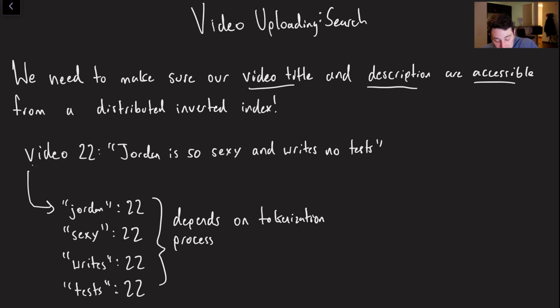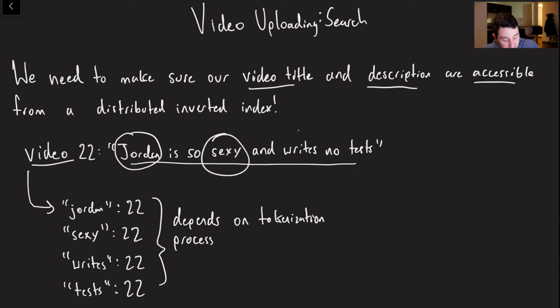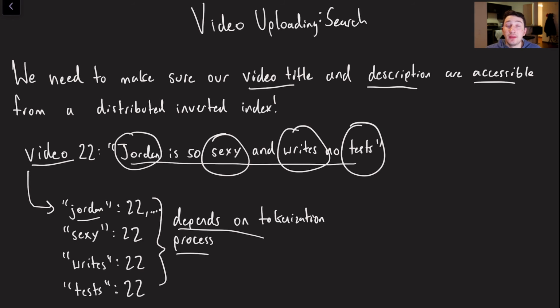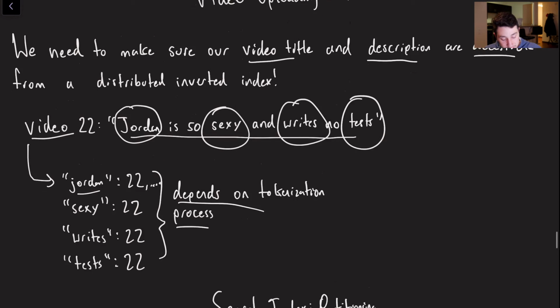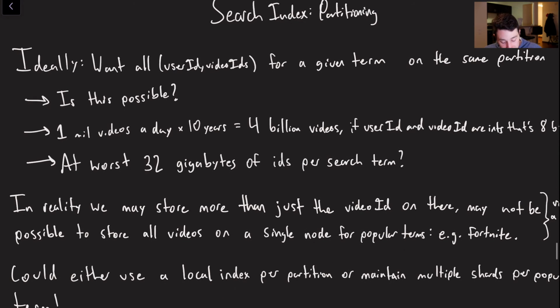So for example, if we've got video 22 over here, and this is the title of it, we would want to split out the main tokens, like these guys right here. And then we would basically say, hey, for this given word, here's a list of video IDs that actually contain that word. Now, of course, as you can see, I only took the 4 non-common words right here, but how you actually break this document up is going to depend on the tokenization process of the search index that you actually use.